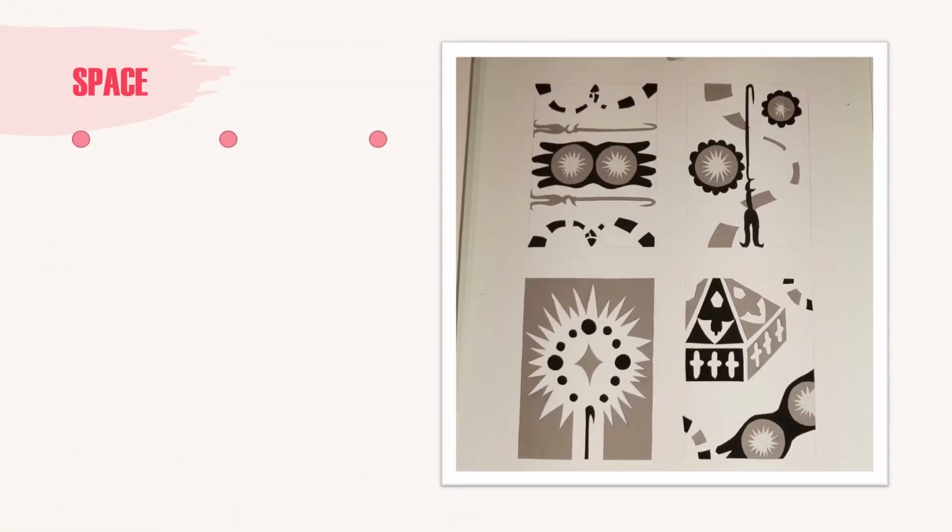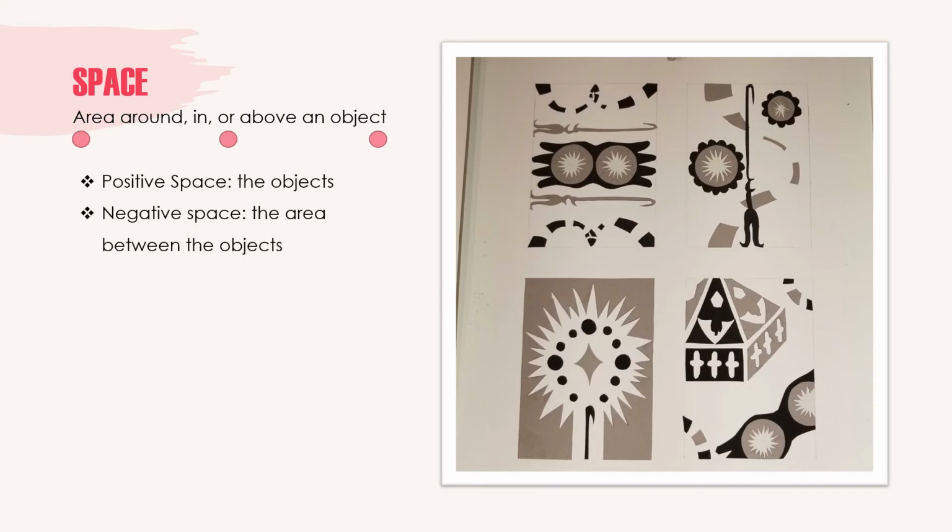Space extends to more than just outer space. Space, in art terms, is about the area around, in, or above an object. Let's look at the 2 types: positive and negative space. Positive space is what the objects take up. So on the piece to the right, everything that is black or gray is the positive space. The negative space is the white area between everything else.